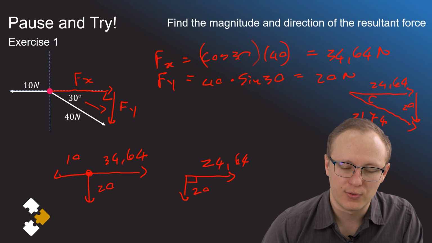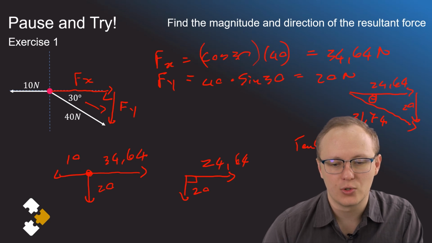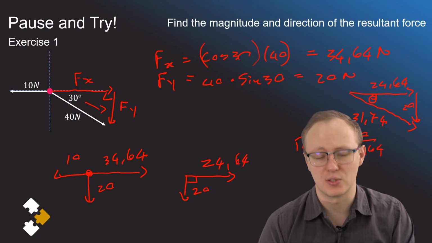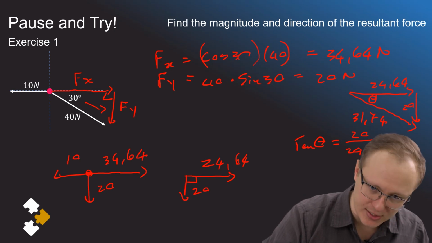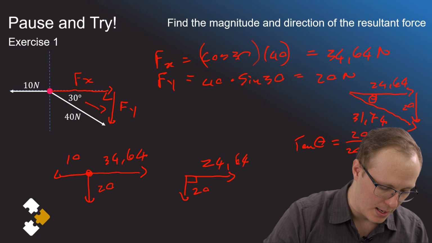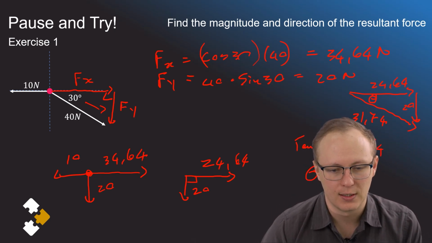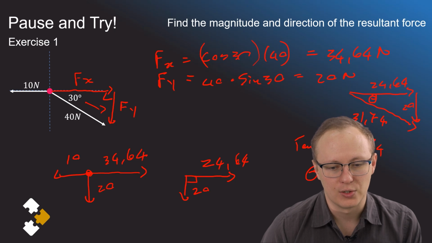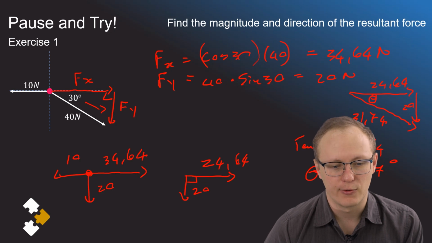And we want to find the direction. So there's our theta, right? And now we know that tan of theta is equal to 20 over 24.64. That's just the opposite over the adjacent to the angle theta. And then I'm going to use this fancy inverse tan function again, 20 over 24.64. And we are going to get 39.07. So theta is equal to 39.07 degrees, right?